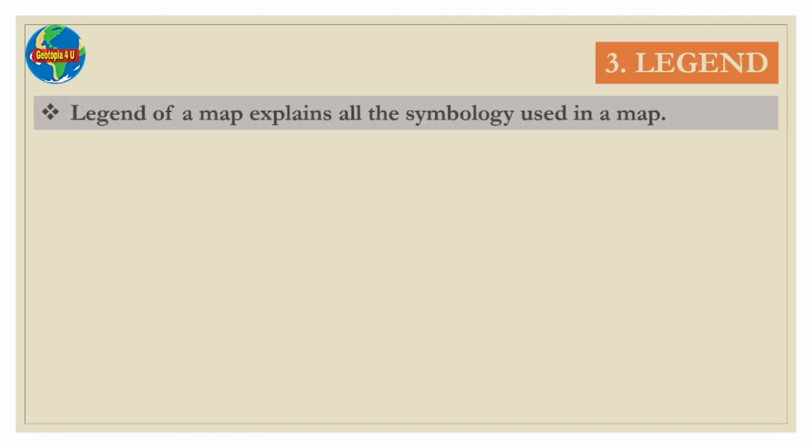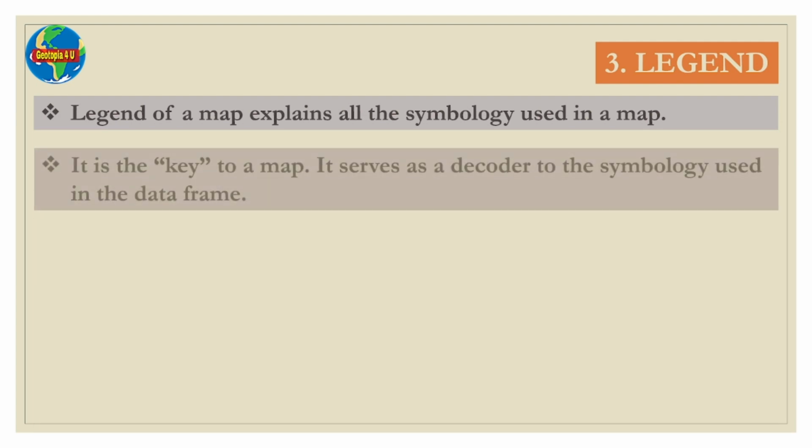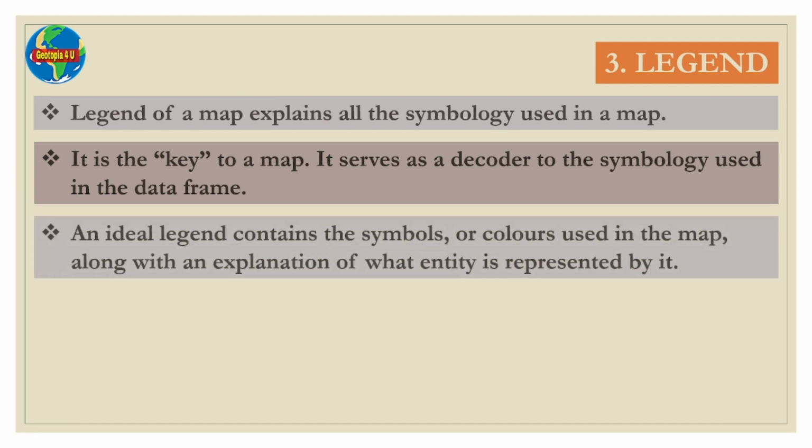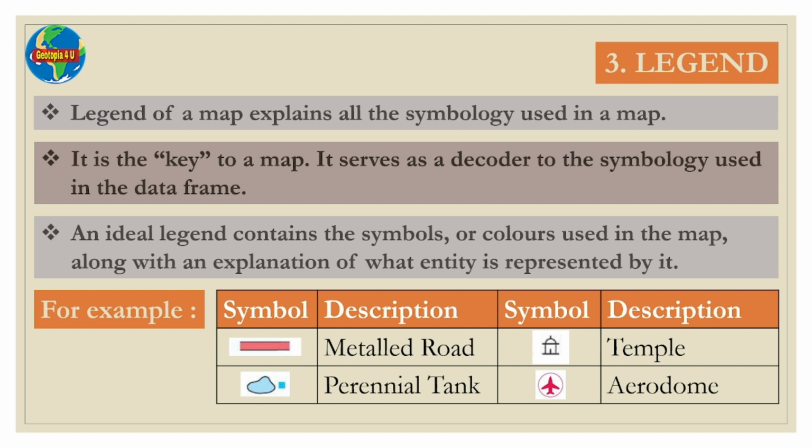Number 3. Legend. Legend of a map explains all the symbology used in a map. It is the key to a map. It serves as a decoder to the symbology used in the data frame. An ideal legend contains the symbols or colors used in the map along with an explanation of what entity is represented by it. In this table, you can notice 4 conventional symbols along with the description. This is an example of how a legend should look like.